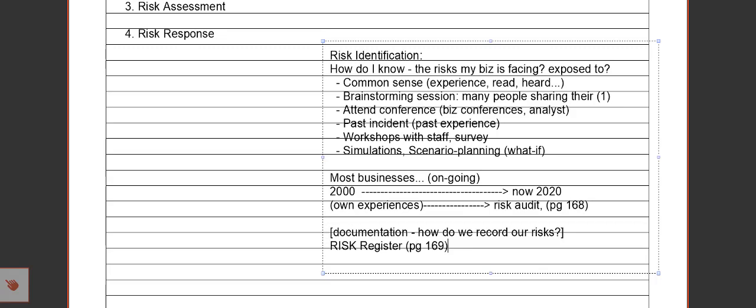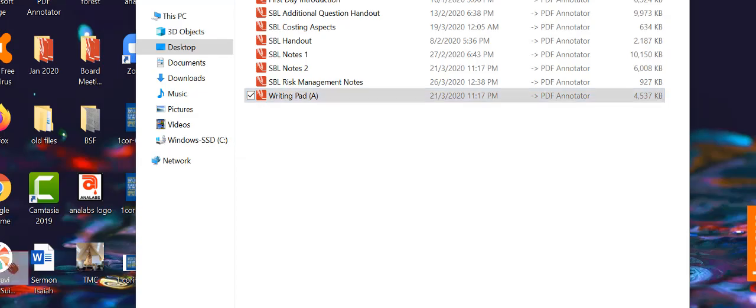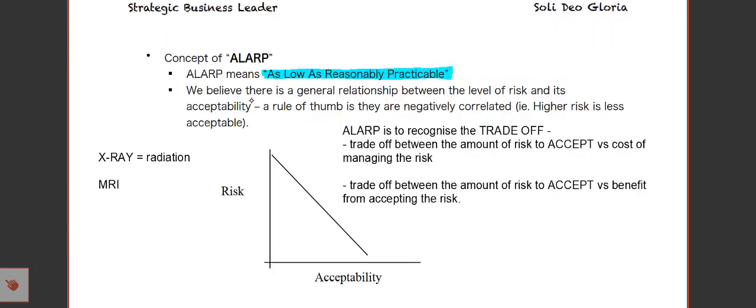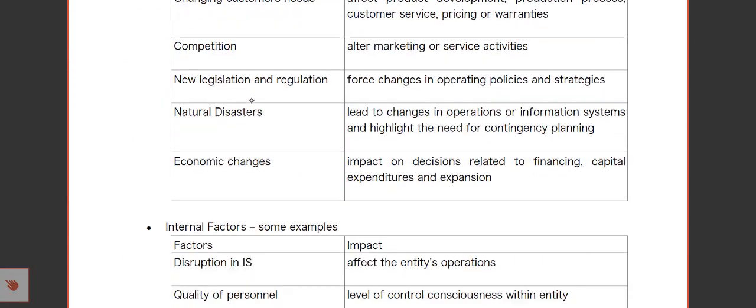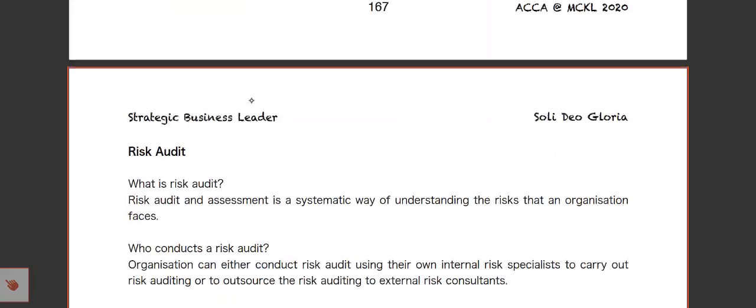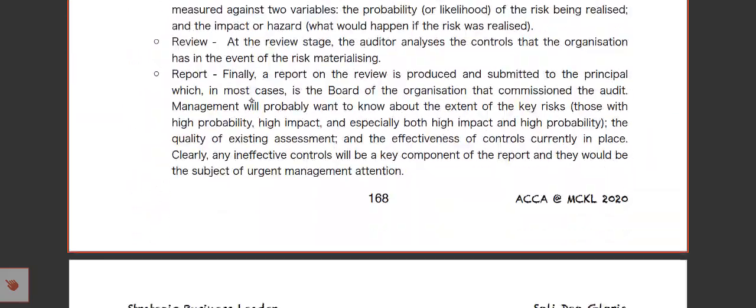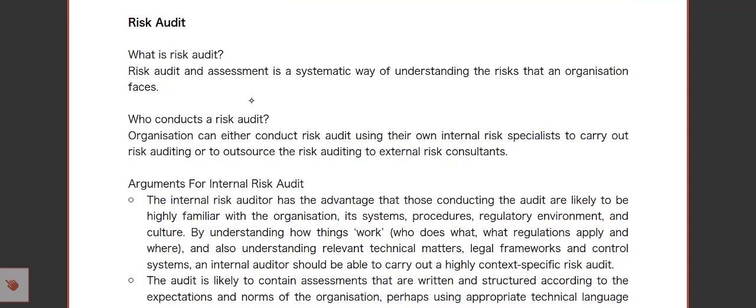Can I bring you to the notes now? Just go to page 168. Okay, now, risk audit is basically defined as a systematic way to understand the risk of the organization.